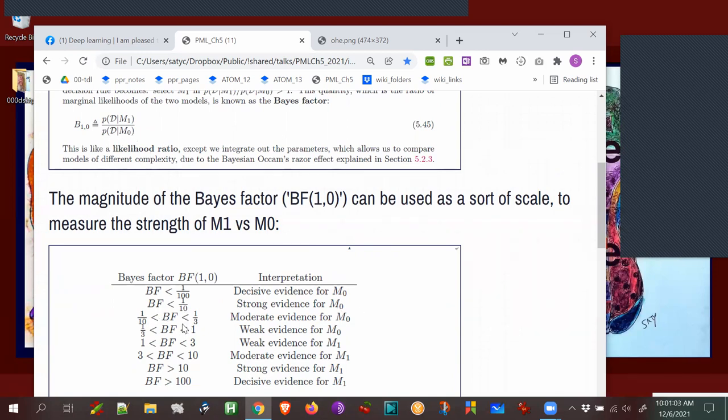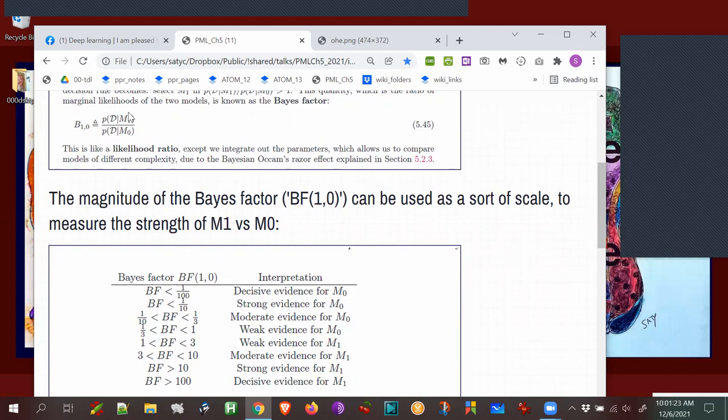And then if it is getting even close to 1, then there's moderate evidence. And now it is still closer, and then weak evidence. But now over here it flipped. So from 1/3 to 1, now it's going from 3 to 1. So now it's increasing, the numerator is increasing. So now you have a value here between 1 and 3. So now M1 is starting to look good.